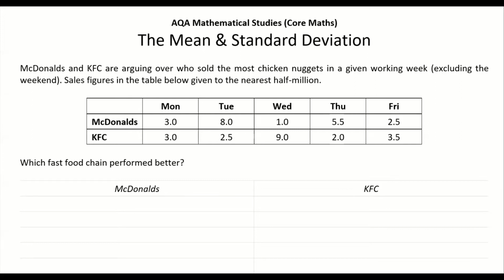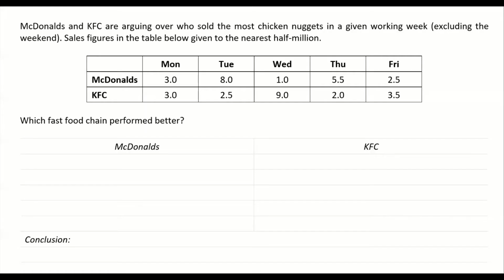Okay, let's have a look at the solutions. Now, for this question, we're asked which fast food chain performed better. Well, there's a variety of things we could do. We've got a data set of 5 data points per fast food chain here. The data points are given to us to the nearest 500,000. So obviously McDonald's didn't sell 3 chicken nuggets on Monday. It was 3 million to the nearest 500,000, which is quite considerable. And we've got similar figures for KFC.